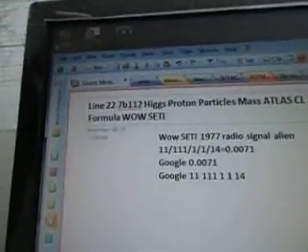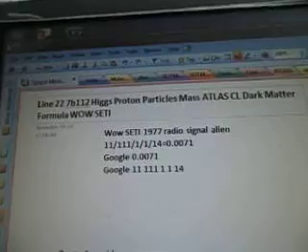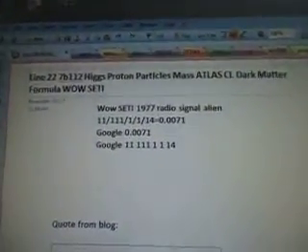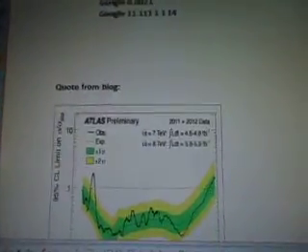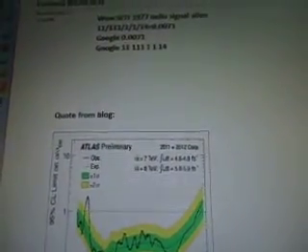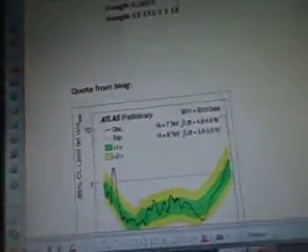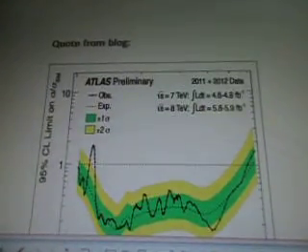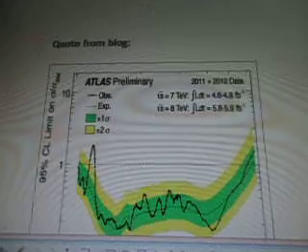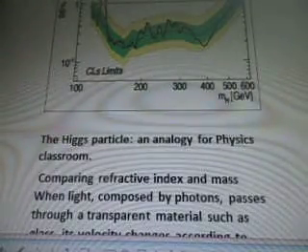Line 22, 7B112, Higgs, proton particles, mass, ATLAS, CL, dark matter formula, Wow! signal, SETI. There's the alien radio signal, and this is a quote from a blog. Now this says it's a long video, so the keyword research on Higgs boson proton particles with formulas in them. Okay? So quotes are from a blog. This is the ATLAS preliminary. The Higgs particle analogy for physics classroom.